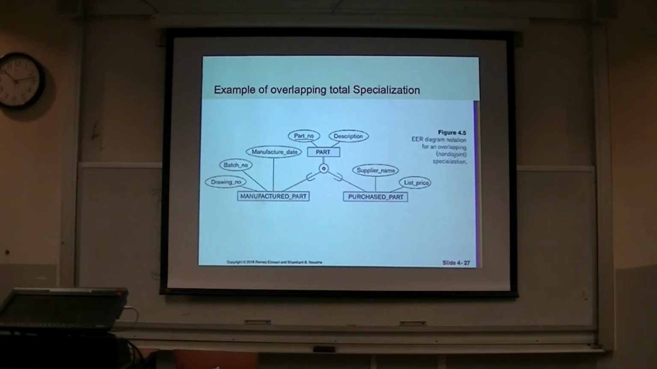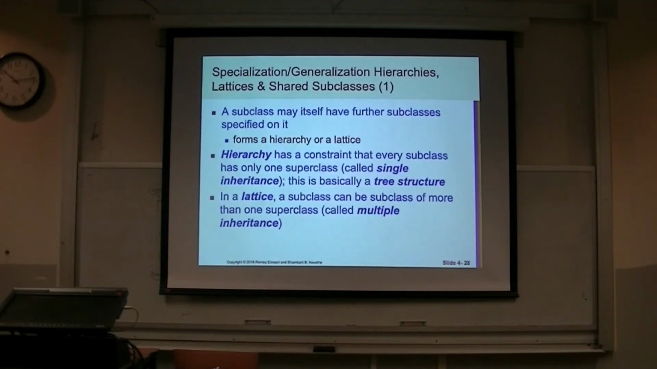O means overlap, which means a part can be a manufactured part and a purchased part. You can purchase, but that is also a manufacture. Also, this is a double line, meaning any part should be this one or both of them. Okay, that is the meaning of this.